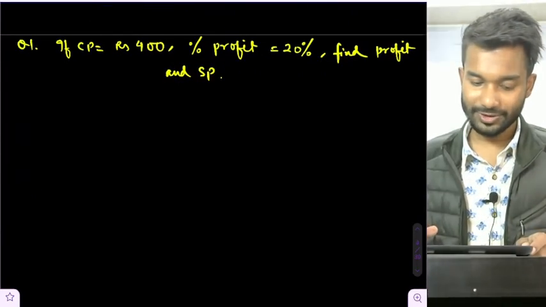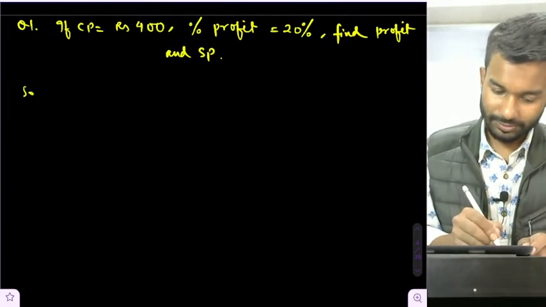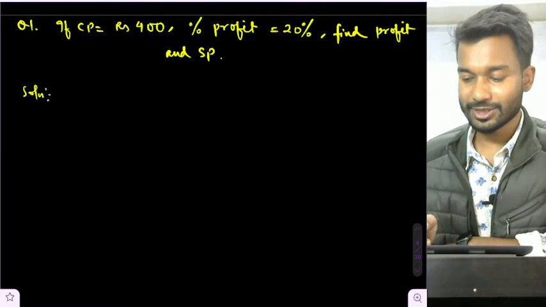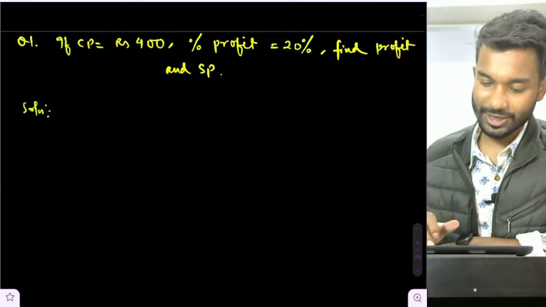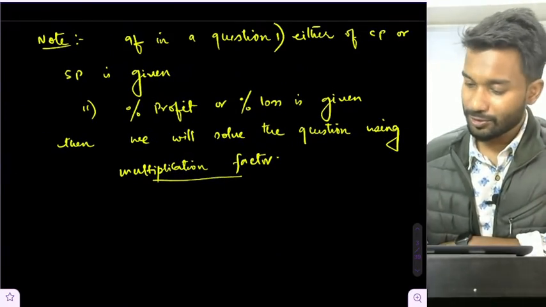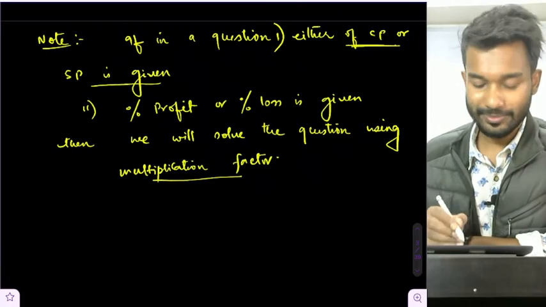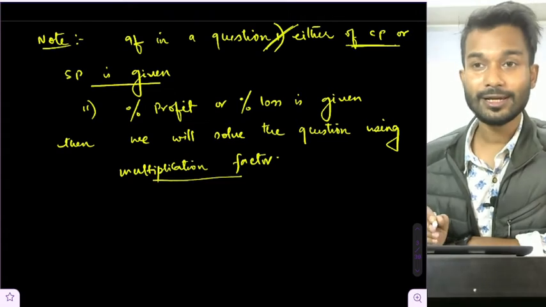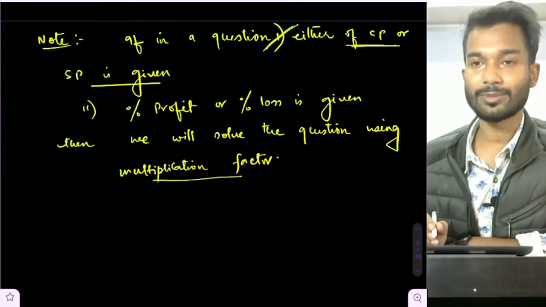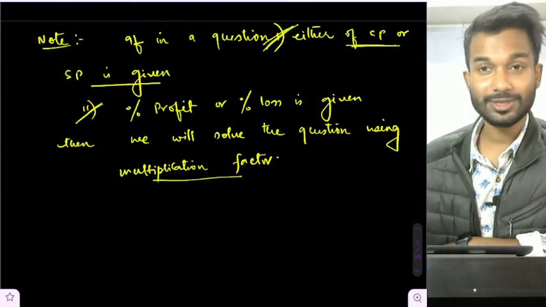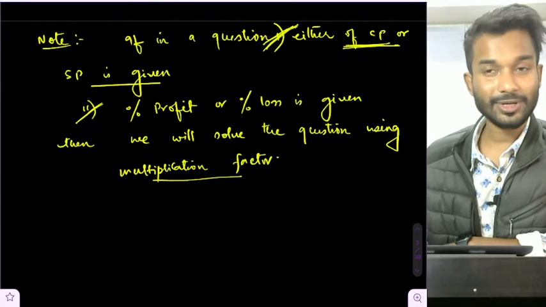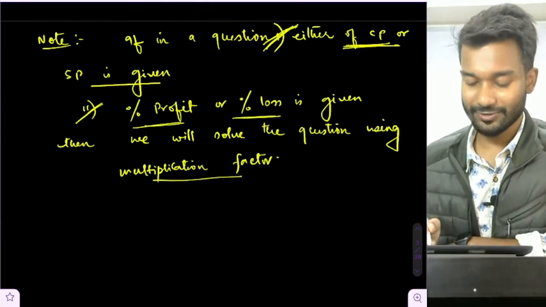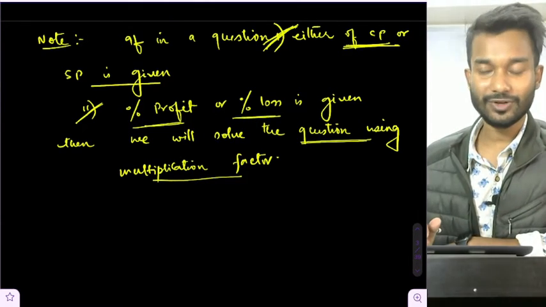Now question, you see what is given. Question number 1. If cost price is rupees 400, percentage profit is 20%. Find profit and selling price. Now see here, one thing I'll repeat again. Cost price or selling price must be given, that is the first condition. Both conditions need to be satisfied, then only we'll apply the multiplication factor concept. Otherwise we'll not apply. Either of cost price or selling price must be given, and second, percentage profit or percentage loss must be given. Then we'll solve the question using the multiplication factor.